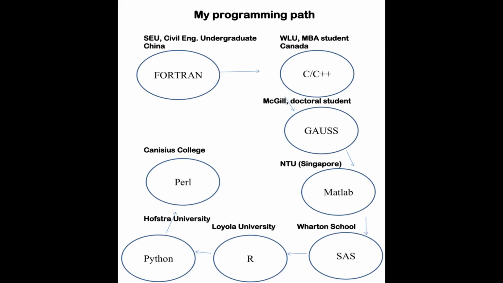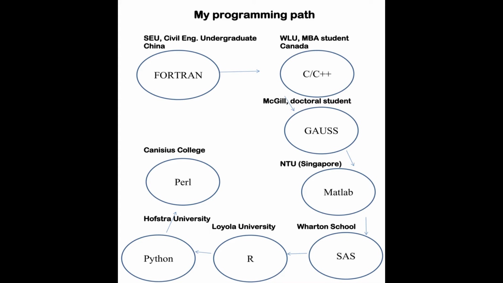Here is my programming path. As I mentioned, my bachelor's is in civil engineering, and my first language actually is Fortran. When I went to Canada for my MBA, I learned C or C++. After I graduated from the MBA, I couldn't land a job, so I continued my study as a doctoral student at McGill, and I learned Gauss.